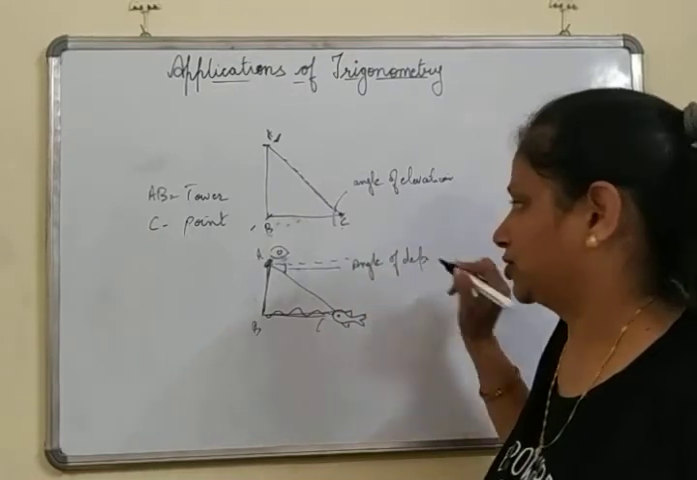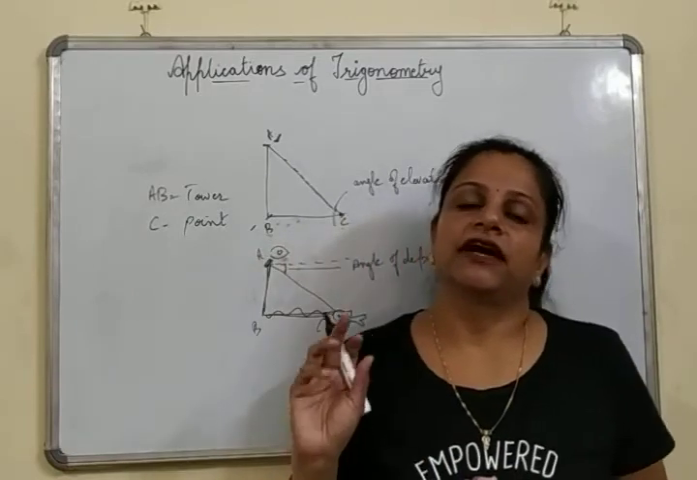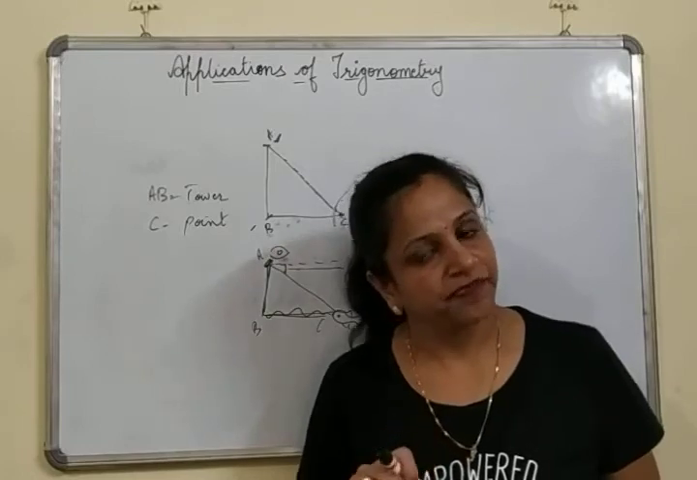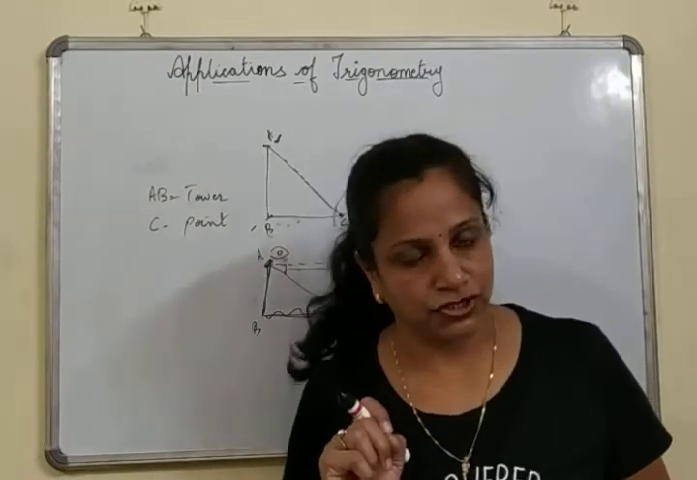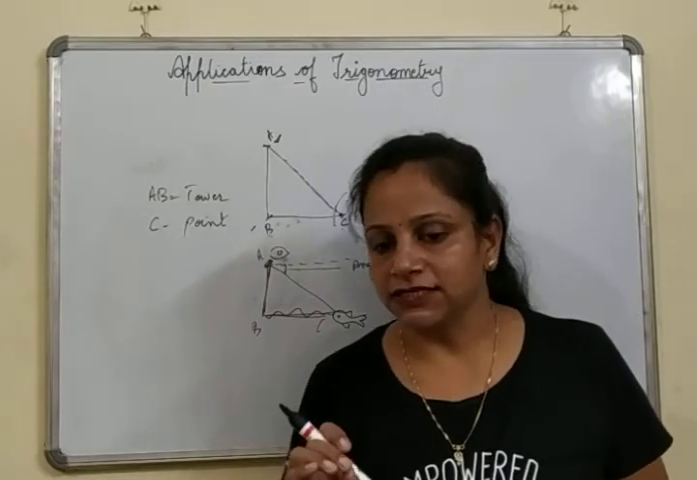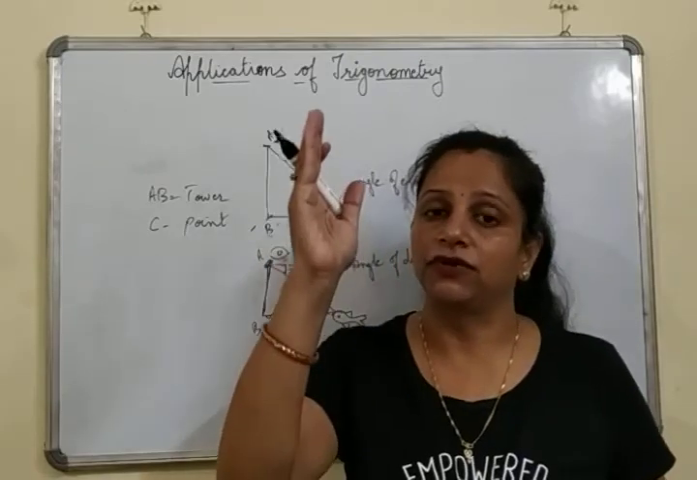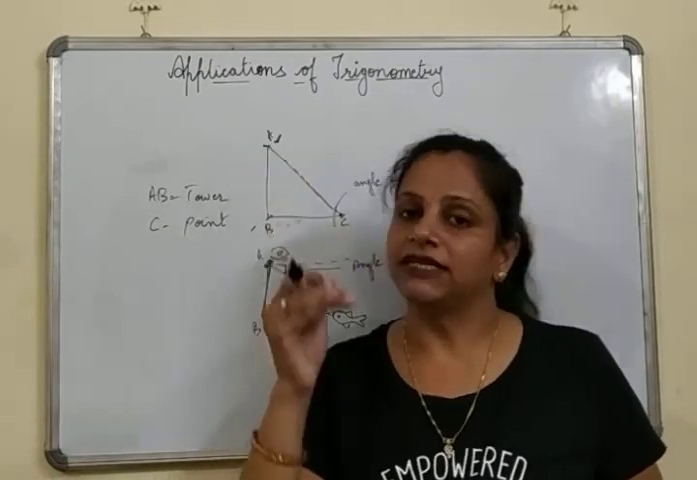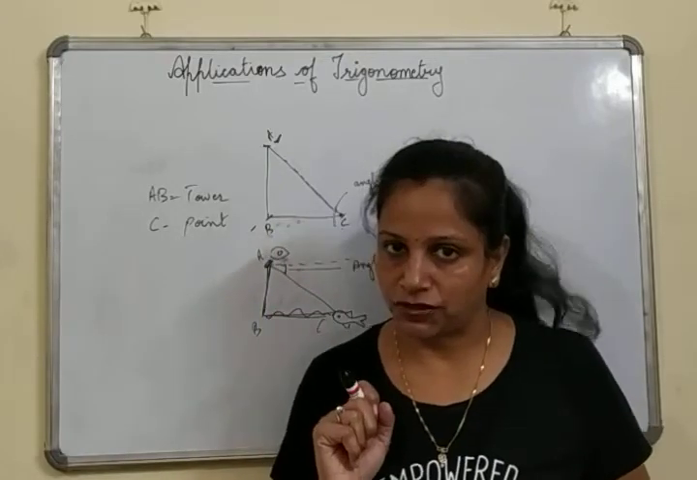Angle of depression, right? Again I am telling you that whenever we are applying this trigonometry, we will be having two types of angles. One is angle of elevation and another is angle of depression. Angle of elevation means आप नीचे हैं, नीचे से कोई चीज़ ऊपर देख रहे हैं, ऊपर की तरफ जा रही है, एलिवेट हो रही है वो, that means that is angle of elevation. और अगर आप ऊपर से नीचे की तरफ कोई चीज़ को देखते हैं, that means that is angle of depression.